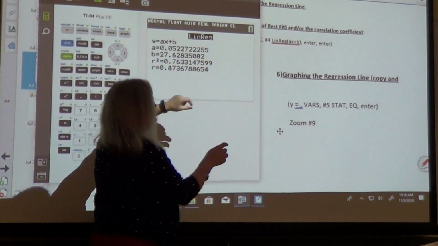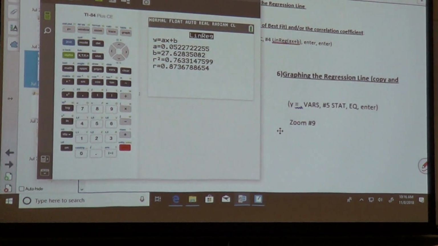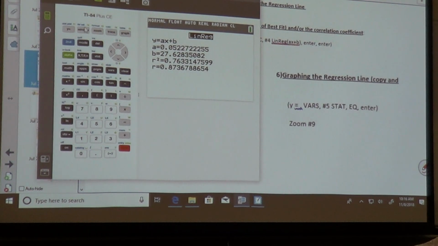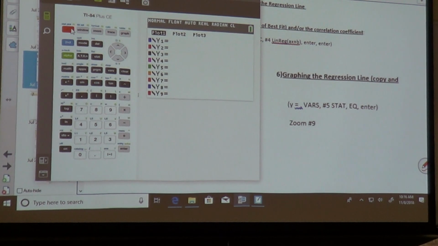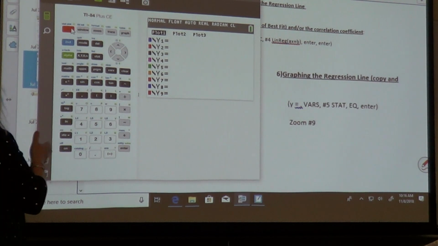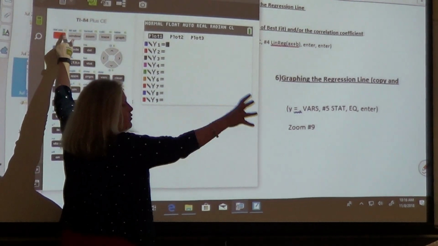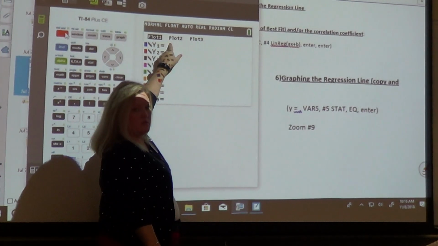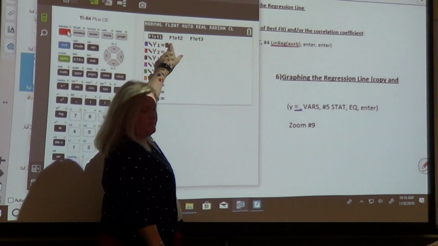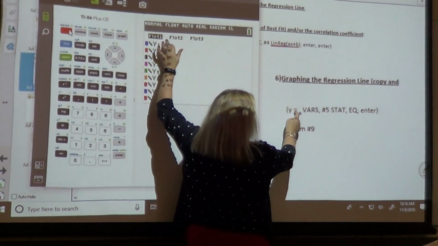Okay? So the first thing we do is we go to the y equals button. So go to your y equals button. This is the part of the data we haven't touched yet. We're getting a little bit further. We go to the y equals button. And we're going to take that equation from that other screen and suck it over here. So we first have to go to where we want to suck it over.